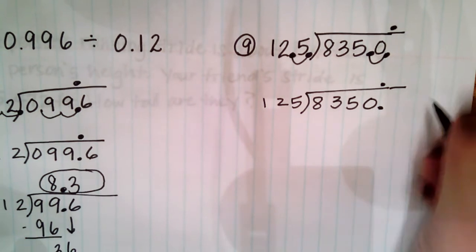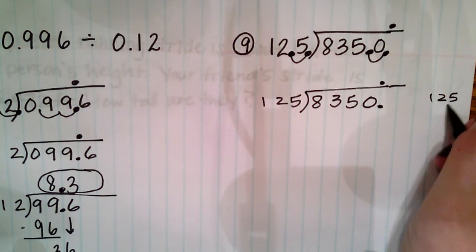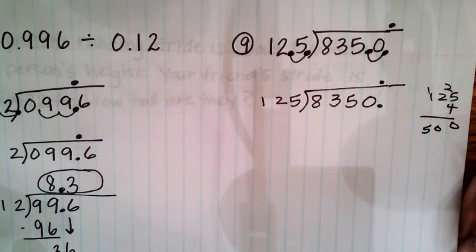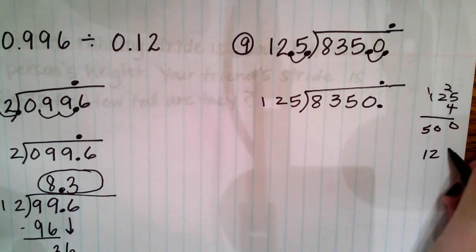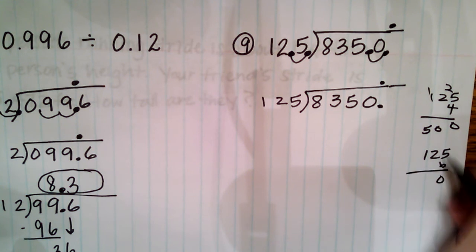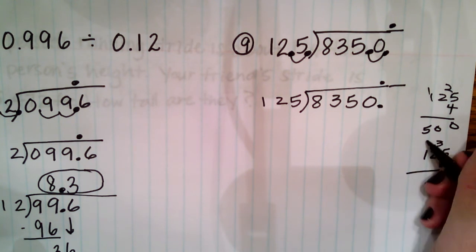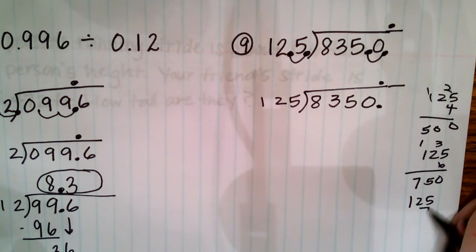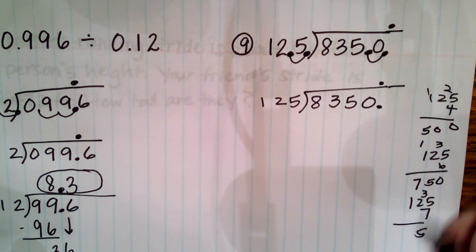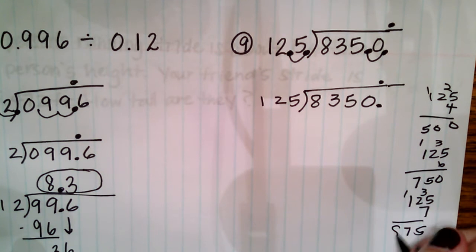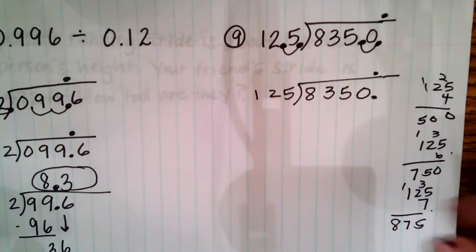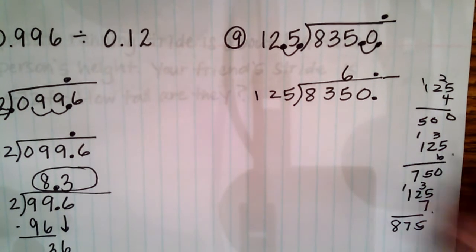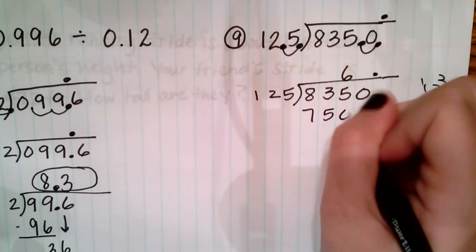125 into 835. Maybe I'll try 4. 500, not enough. Maybe 6. 12, 15, 6, 750. Keep going. 35, 14. 875. That's too much, so I'm going to go with 6 times, which was 750.